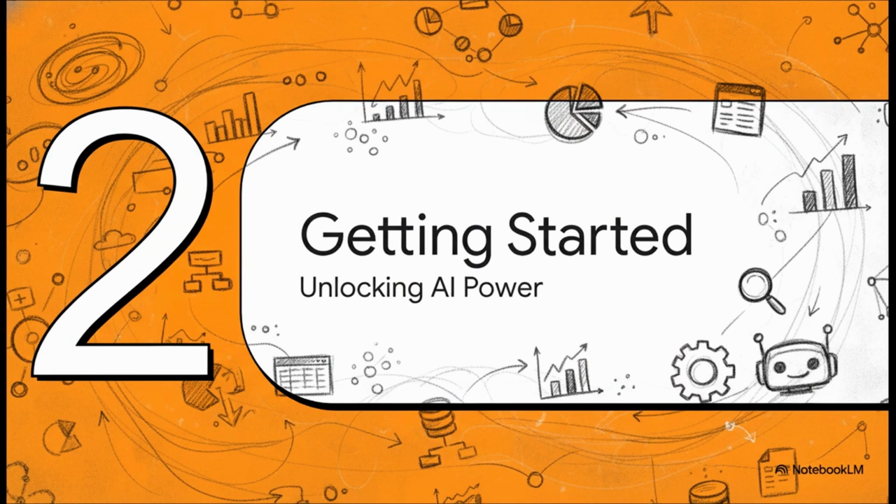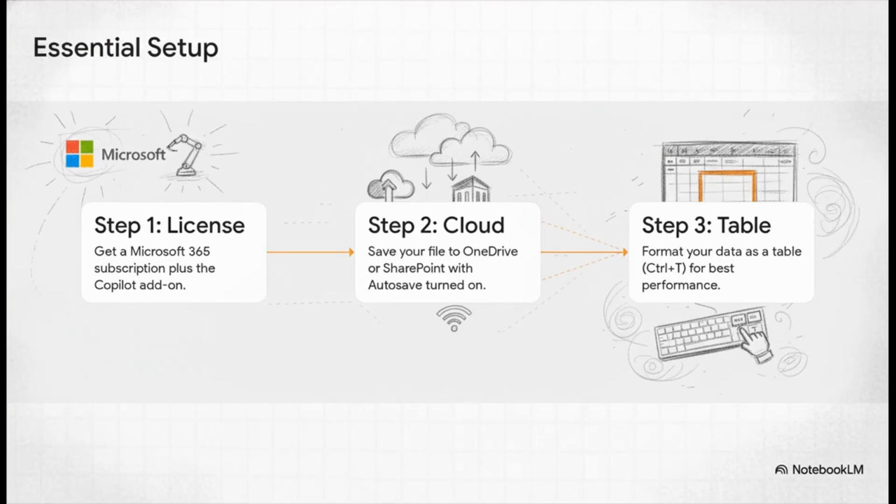Okay, before we can get to all the cool stuff, there are a few things you've got to get right first. Nailing these setup steps is absolutely essential for making sure everything works smoothly. There are basically three non-negotiables. First, you need the right subscription. That's Microsoft 365 plus the Copilot license. Second, and I can't stress this enough, your Excel file has to be saved in the cloud. That means OneDrive or SharePoint with autosave turned on. And third, for the best performance, you've got to format your data as an official Excel table. Just select your data and hit Control+T. This gives Copilot that nice structured grid that it absolutely loves.